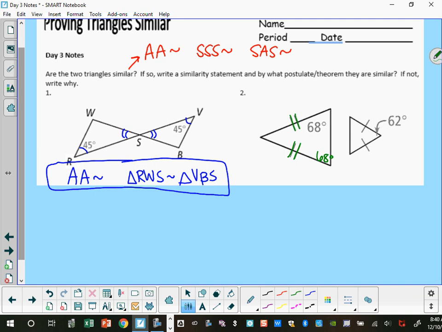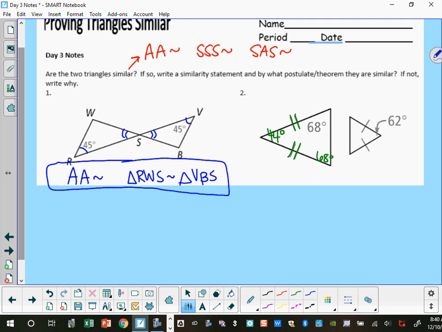How can I find my vertex angle? What do I do? 180 minus 68 minus 68. All right, let's do it. 180 minus 68 minus 68 to give us our missing angle. 44. All right. Let's check on the other triangle.